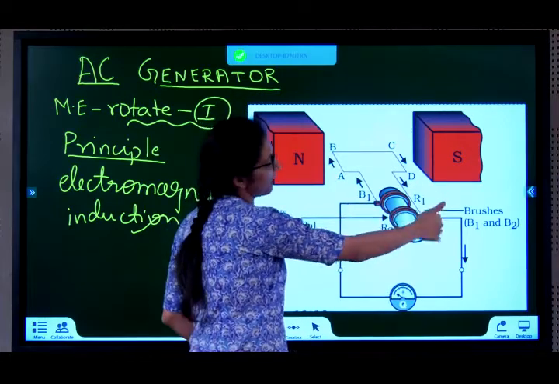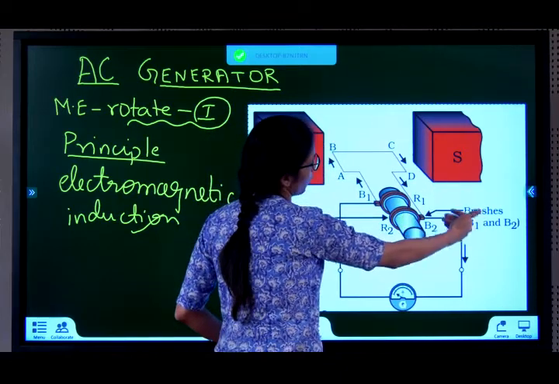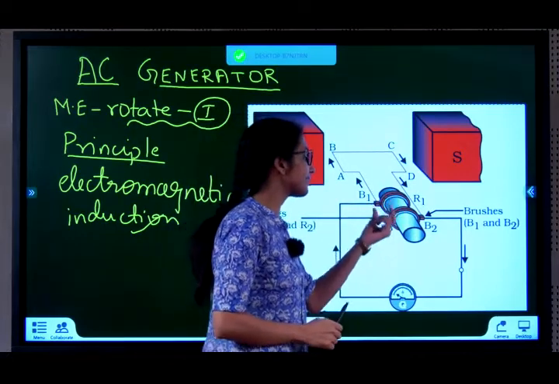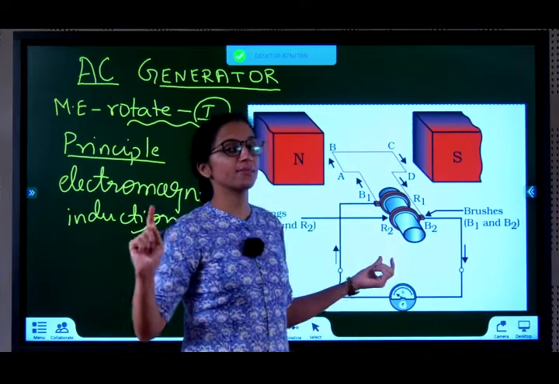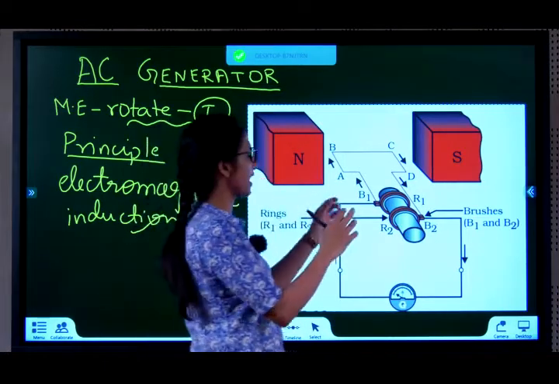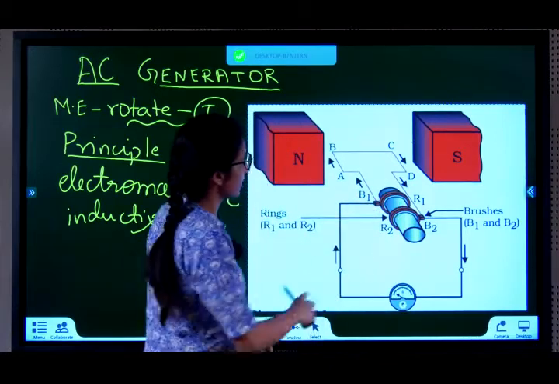We rotate this. We have brushes here for easy movement, so that the charge can easily flow from the external circuit to the ring. Please understand, here we have slip rings, not split rings. In a DC motor we had one ring split into 2. Here we have slip rings, so there are 2 entire rings.